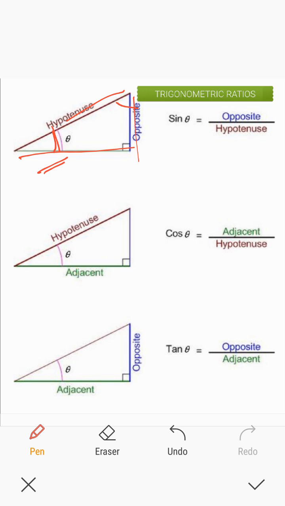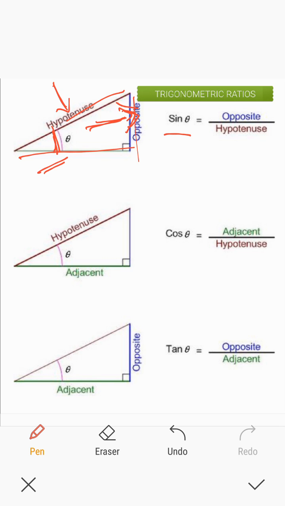The first ratio is sine of theta. Actually, the spelling is SINE, but we denote it as sin. Sine theta is the ratio of the opposite side of theta to the hypotenuse. What's the first ratio? It is sine of the angle, that means the opposite side of angle theta divided by the hypotenuse.